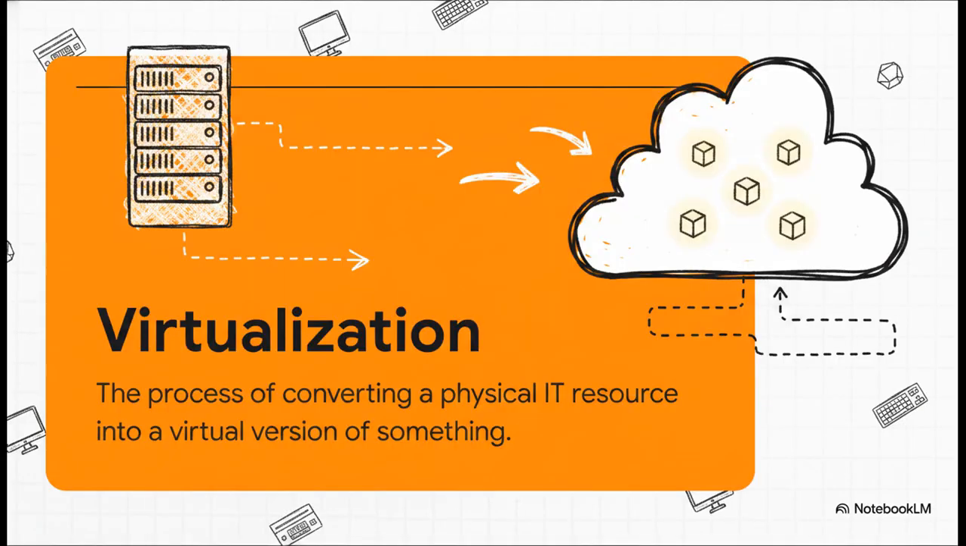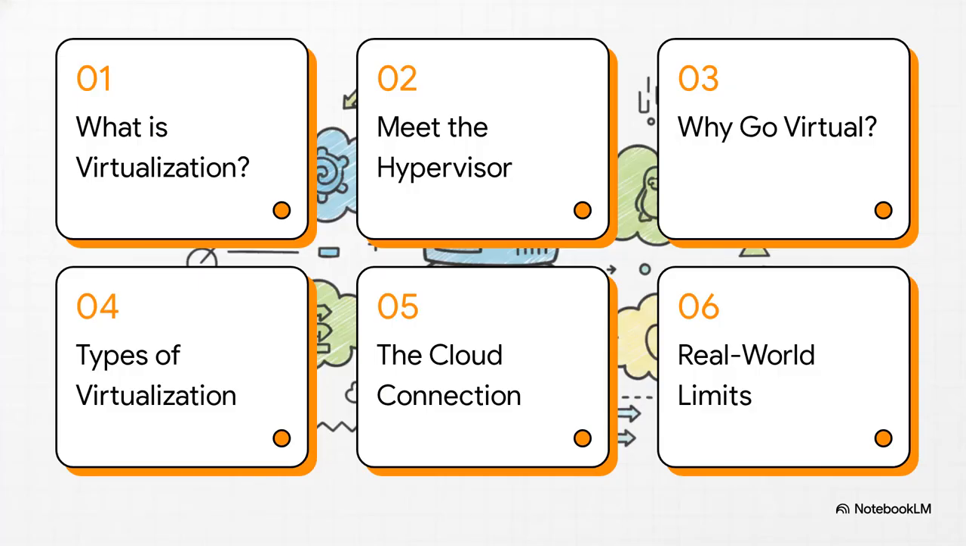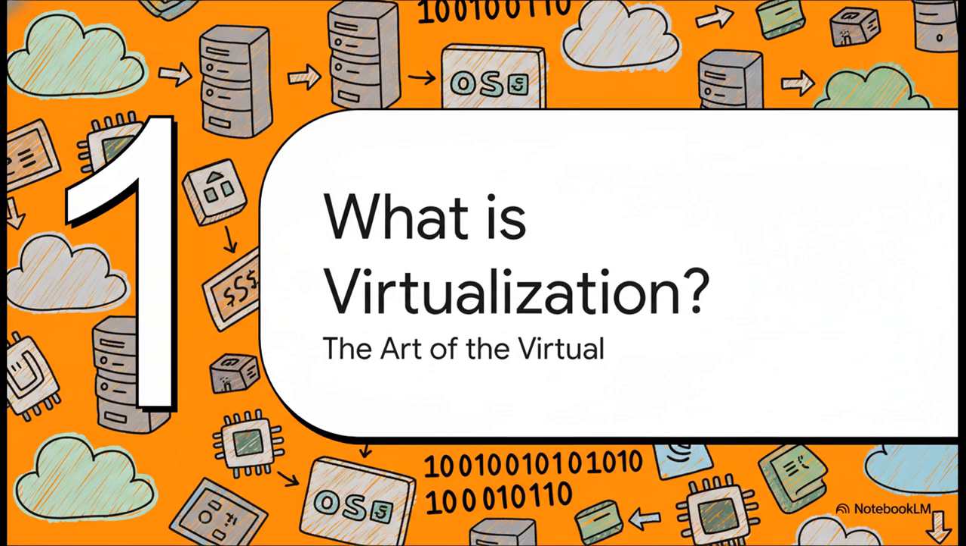Okay, let's dive into this. At its absolute core, virtualization is the process of converting a physical IT resource into a virtual, rather than actual, version of something. It's basically the art of separating the software we use from the physical hardware it runs on. Here is our roadmap for today. We're going to cover what is virtualization, meet the hypervisor, why go virtual, types of virtualization, the cloud connection, and finally, real-world considerations.